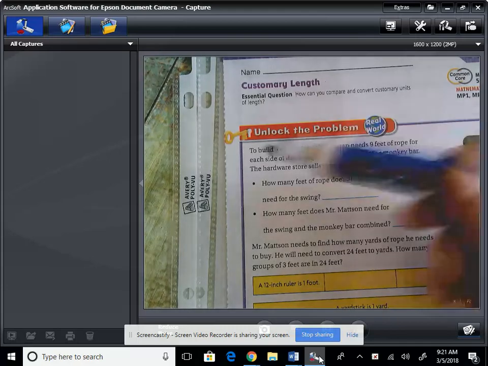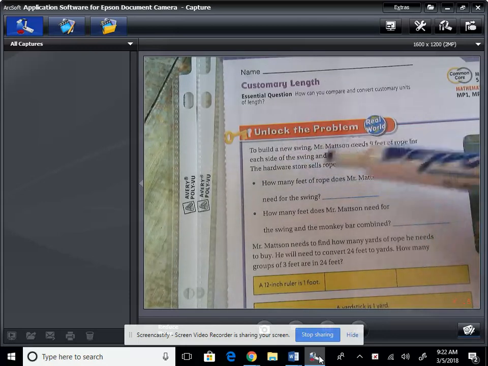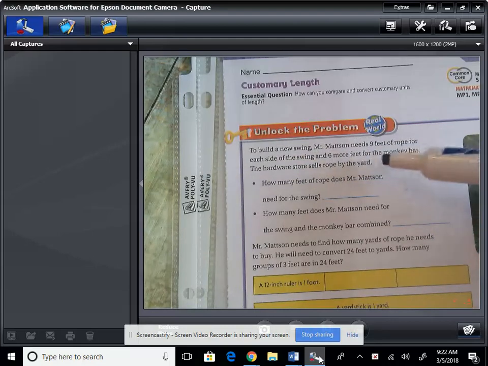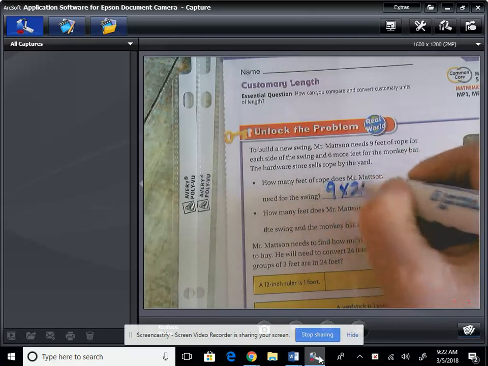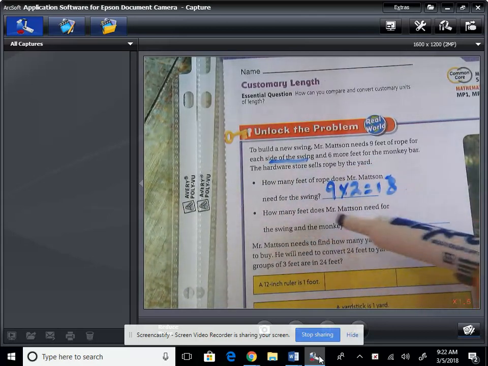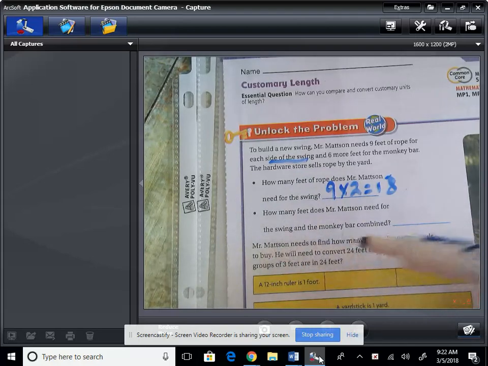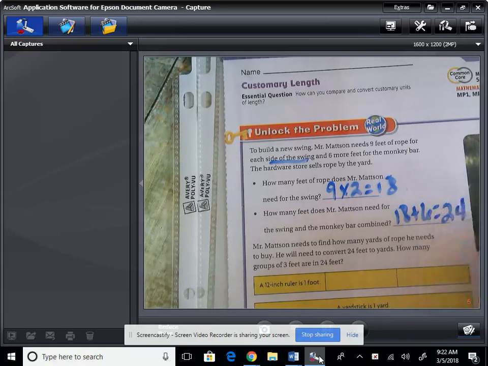Let's just get started. To build a new swing, Mr. Madison needs 9 feet of rope for each side of the swing, and 16 more feet for the monkey bars. How much does he need? So how many feet does he need for the swing? We take 9 times 2, and he has 18, because it said for each side, and there's 2 sides to the swing. How many feet does Mr. Madison need for the swing and the monkey bars combined? Well, that would be 18 plus 6, which would give us 24 feet.